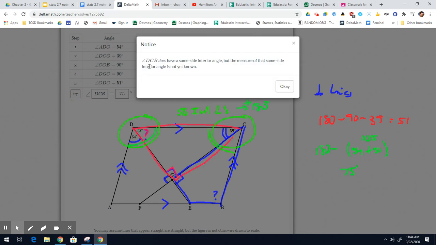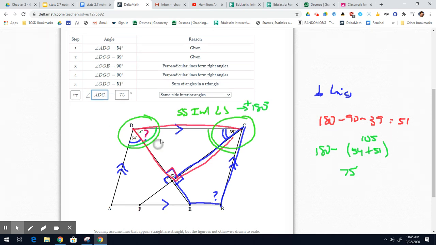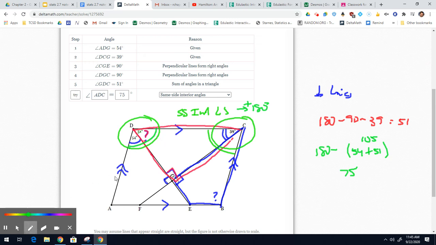Okay, so it says DCB does not have a same side interior angle, but the measure of that same side interior angle is not yet known. Oh, I see. So they want you to show what ADC is first. So again, ADC, this angle here, is 54 and 51, that's 105.